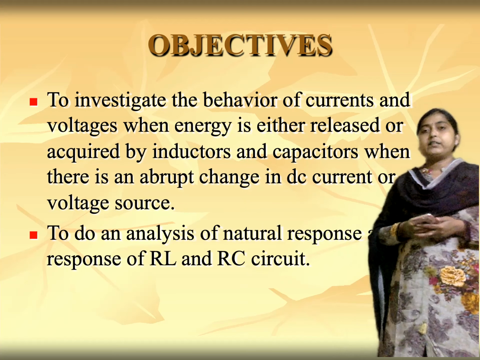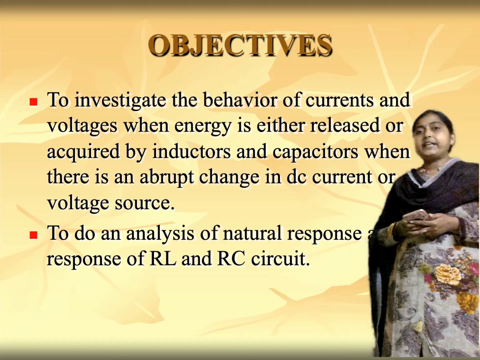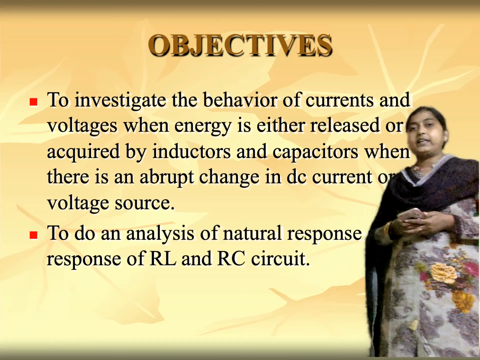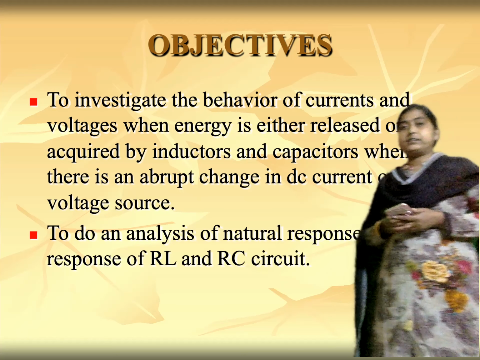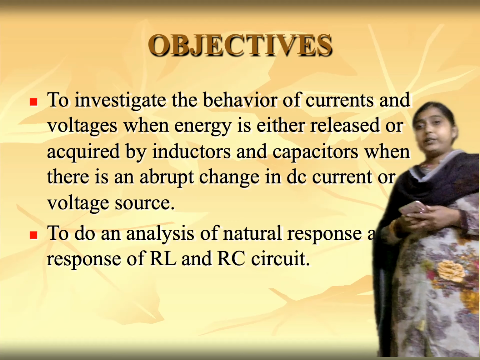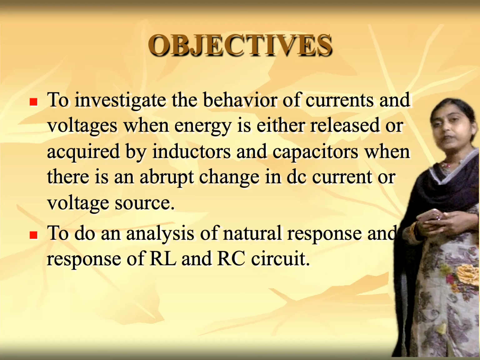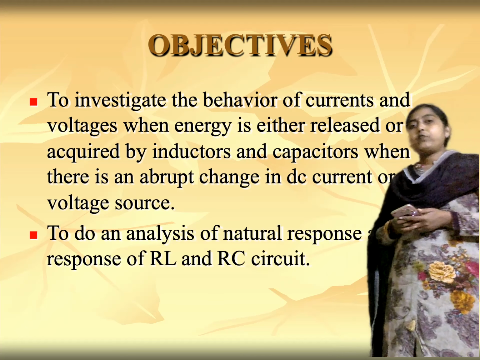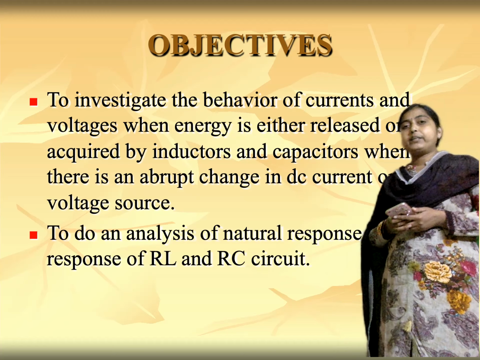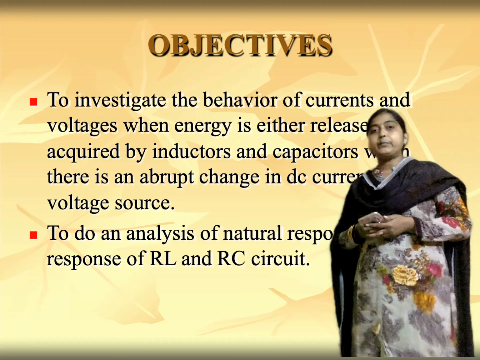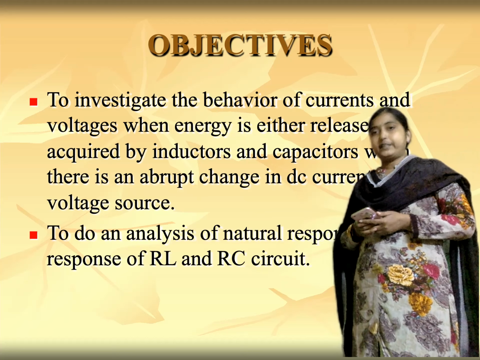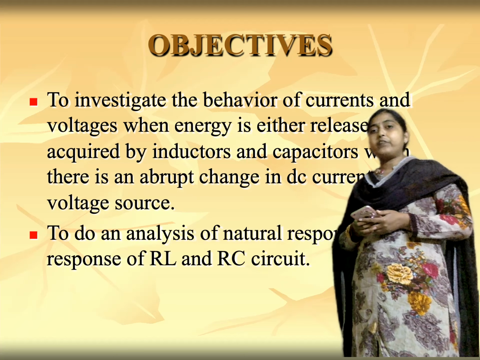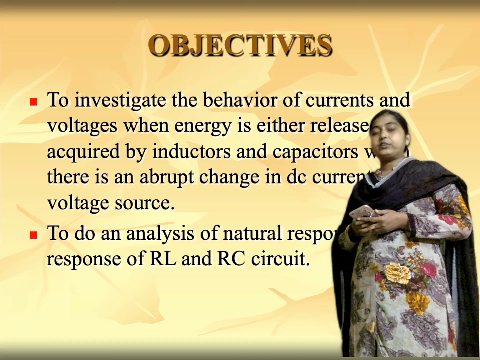Before we start with the RL or RC circuit analysis, let us try to understand the objectives of studying transient analysis. The first is to investigate the behavior of currents and voltages when energy is either released or acquired by inductors and capacitors, when there is an abrupt change in a DC current or voltage source. Transient analysis is the process where we study how the currents and voltages flowing through an inductor and a capacitor suddenly change the circuit condition for DC current and voltage sources.